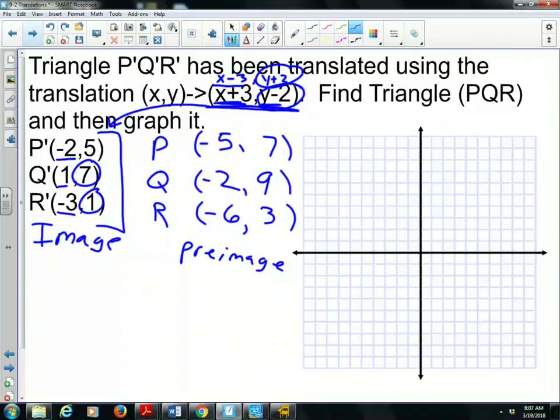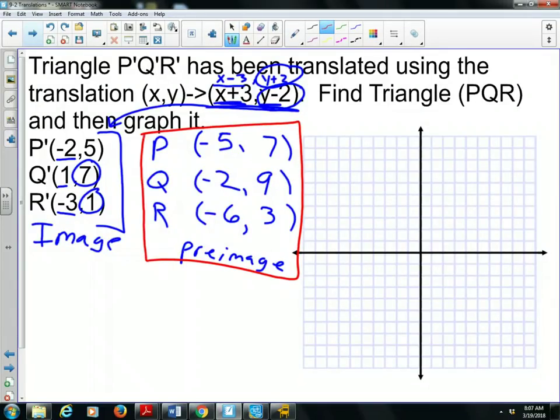Let's graph this, and let's make sure that we did this correctly. Our pre-image is P, Q, and R. P is left 5, up 7, right there. Q is at left 2, up 9. And R is left 6, up 3. All right, here's PQR.